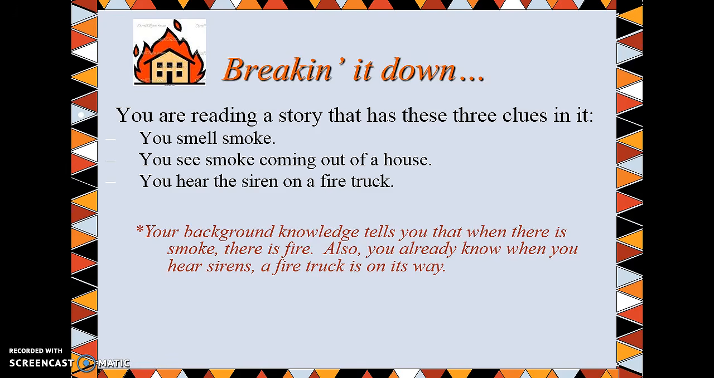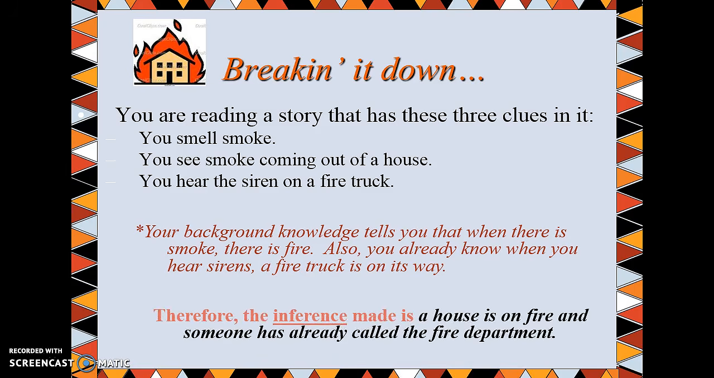Break down the reading. You are reading a story that has these three clues in it. 1, you smell smoke. 2, you see smoke coming out of a house. And 3, you hear the siren of a fire truck. Your background knowledge tells you that when there is smoke, there is fire. Also, you already know when you hear sirens, a fire truck is on its way. Therefore, the inference made is a house is on fire and someone has already called the fire department.